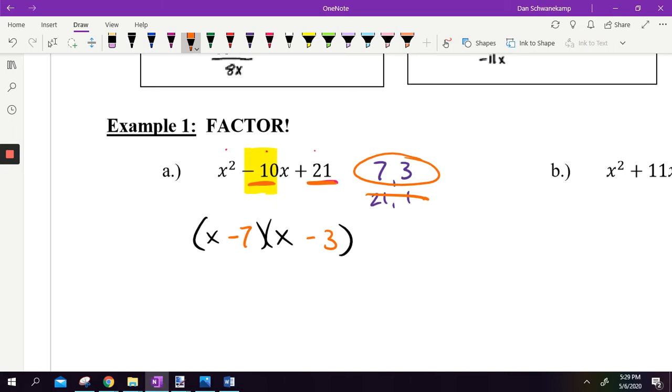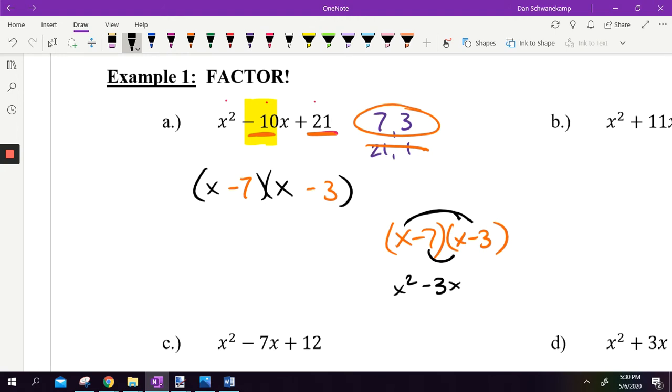And again, remember what this is. This is the opposite of foiling. If I were to take these two things and foil them together, multiply the x's together, x times negative 3 is negative 3x. And then multiply these together. Negative 7 times x is negative 7x. And negative 7 times negative 3, oh, that's positive 21. Notice how I stack these. I've always liked that. Negative 3x, negative 7x, that's minus 10x. That's plus 21. Oh, it's the same thing.